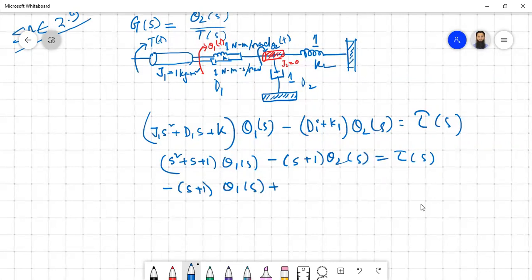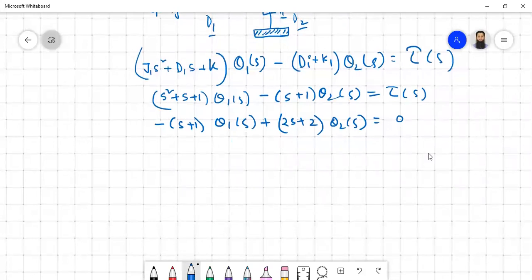Then all the impedance of the second one. J2 is 0, so we can easily omit that. What is left is D1, D2, K1, and K2. So 2s square plus 2s plus 2, theta 2(s). There is no torque applied on it, so this is 0. So now, based on these two equations, we have to find out theta 2.